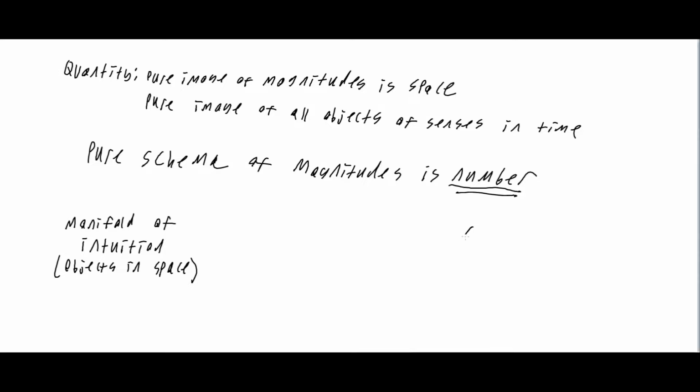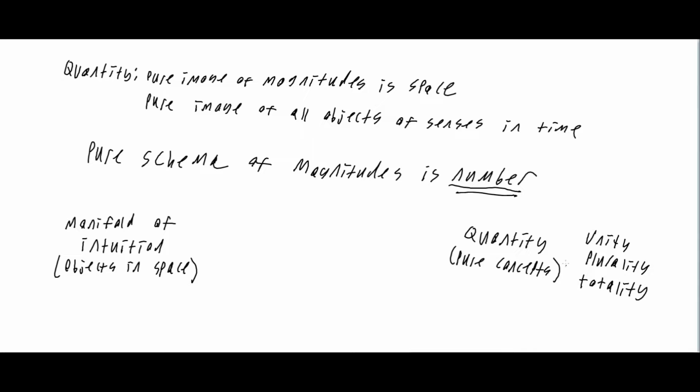and we also have the quantity. So the quantity over here, which is the pure concepts of quantity. And that would be things like unity, plurality, and totality. These are the pure concepts, the more abstract things. And he says that the schema is number, and so that is what connects. You can draw these as double arrows. So number is what connects the objects in space, or the experience, the intuition, the representation, with quantity, the pure concepts. And so that is the pure schema of magnitude.